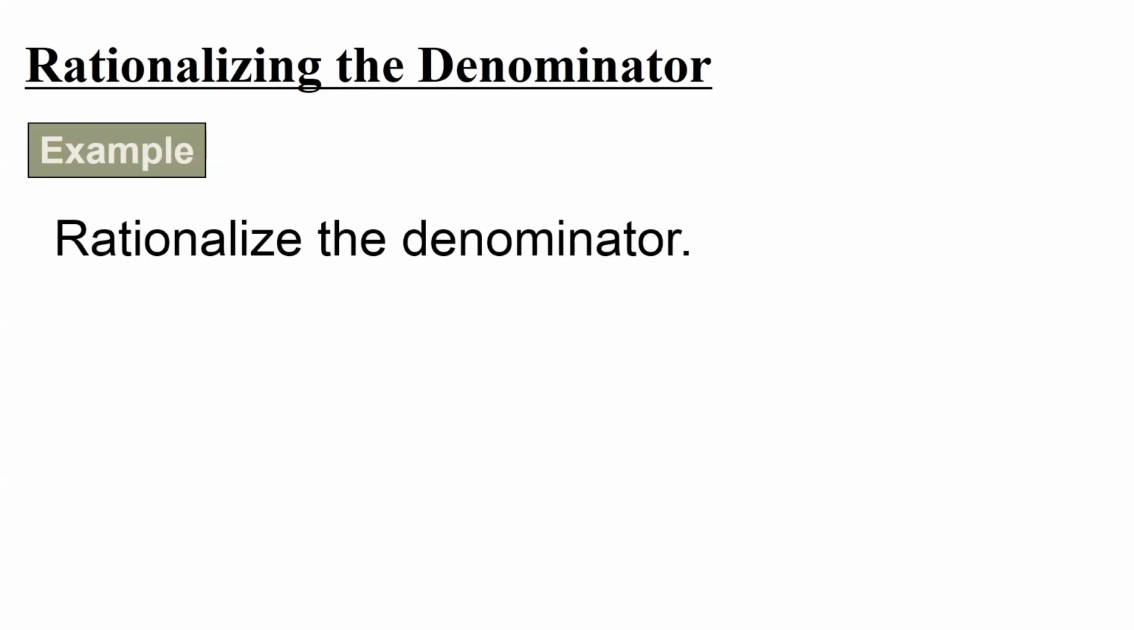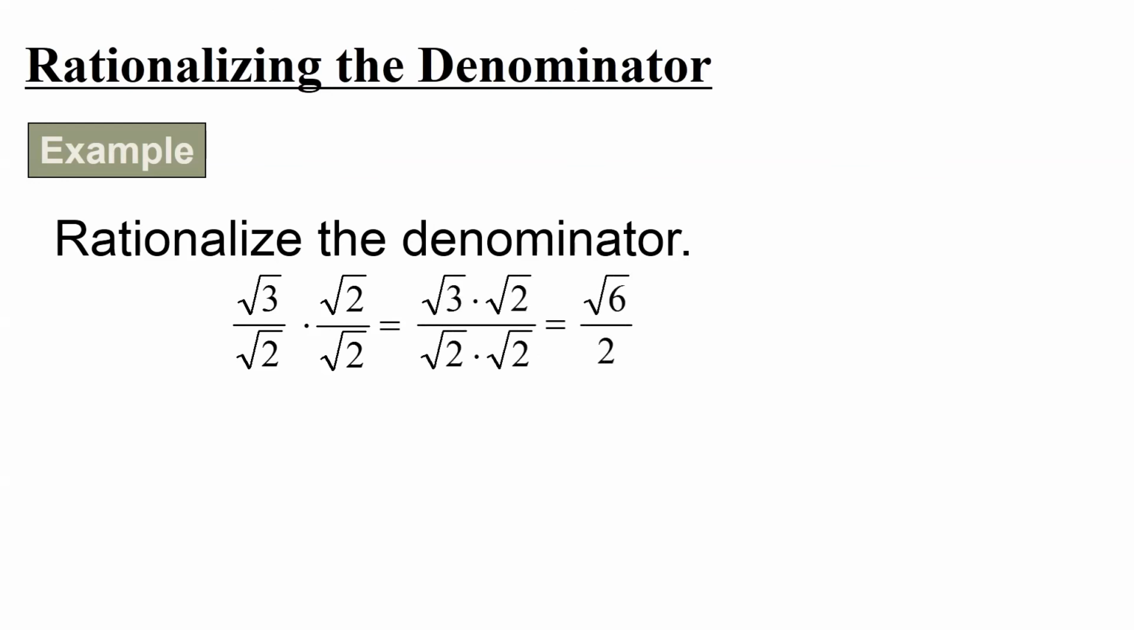Suppose you have, as an example, radical 3 over radical 2. I need to get rid of radical 2 in the denominator, so I just multiply by radical 2. Multiplying both the numerator and the denominator by radical 2 will give you radical 6 in the numerator and 2 in the denominator. Why? Because radical 2 times radical 2 is radical 4, which means it's 2. So rationalizing means getting rid of the radical in the denominator, as you can see in this example.